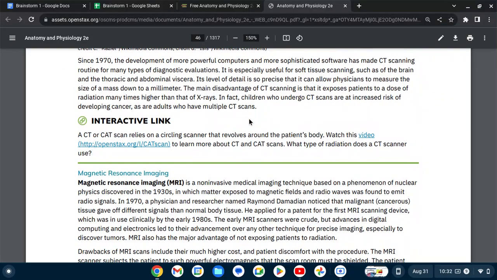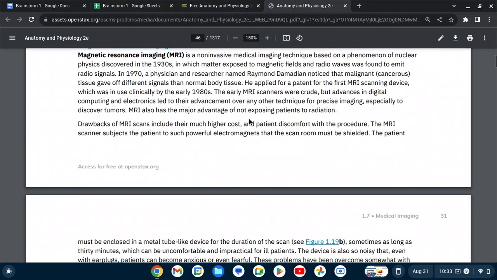Since 1970, the development of more powerful computers and more sophisticated software has made CT scanning routine for many types of diagnostic evaluations. It is especially useful for soft tissue scanning, such as of the brain and the thoracic and abdominal viscera. Its level of detail is so precise that it can allow physicians to measure the size of a mass down to a millimeter. The main disadvantage of CT scanning is that it exposes patients to a dose of radiation many times higher than that of X-rays. In fact, children who undergo CT scans are at an increased risk of developing cancer, as are adults who have multiple CT scans.